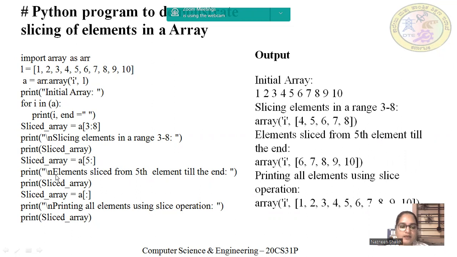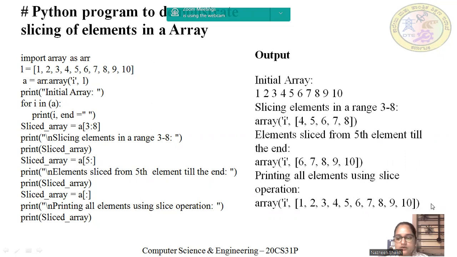And then if you don't provide any range at all, not the first range and not even the last range, then what is going to happen is you're going to have the entire array printed. So printing all elements using the slice operation: you have the slice operation, but you don't provide the beginning range or the end range, then you're going to have the entire array printed here. That is 1, 2, 3, 4, 5, 6, 7, 8, 9, 10.